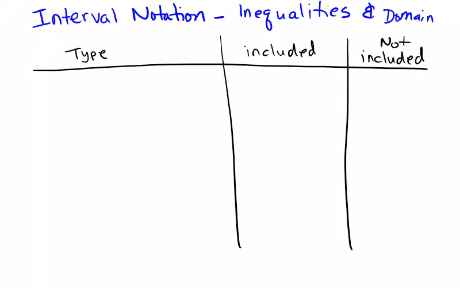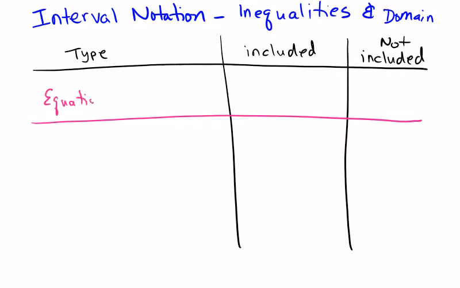Hello, this video looks at interval notation, inequalities, and domains in math analysis. So what we're first going to look at is how different symbols are included and not included within math. One example is in an equation. When we have an equation, we will have included values if there's an equal sign, or a less than or equal to, or greater than or equal to. All those symbols mean that we are including the answer, the value, as part of the solution.